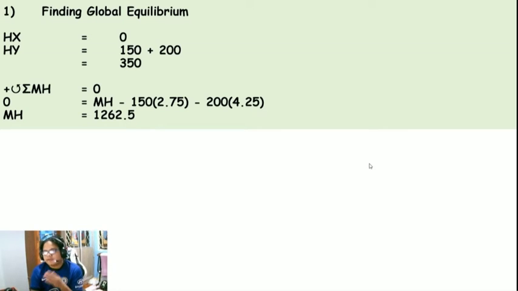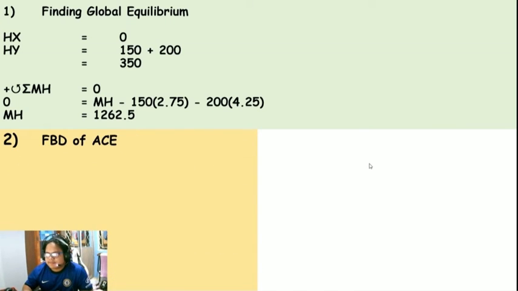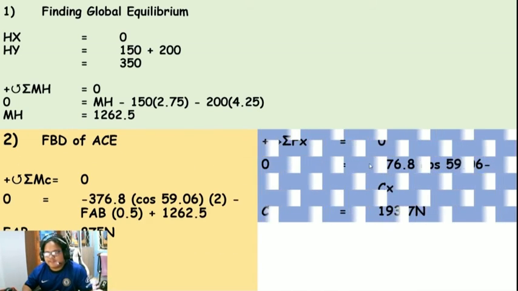So in order to find global equilibrium, we use the moment at H. Global equilibrium is actually the moment at H. So the moment at H minus the moment of the 150 Newton and also the moment of the 200 Newton. So we get the moment at H is equal to 1262.5 Newton meter, sorry. So next, we are using the FBD of ACE.